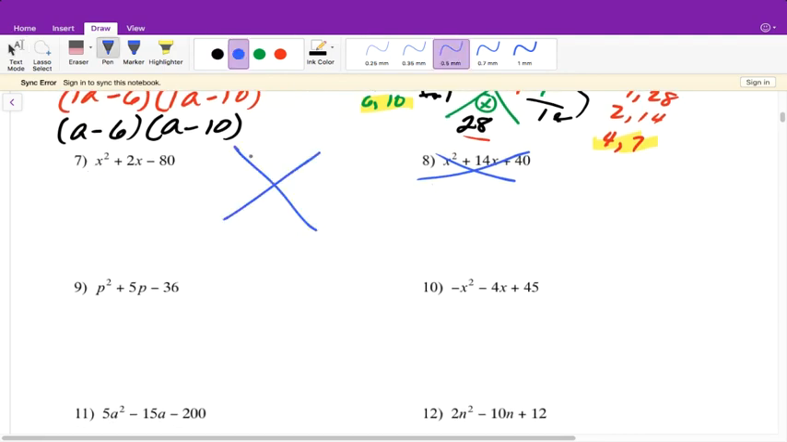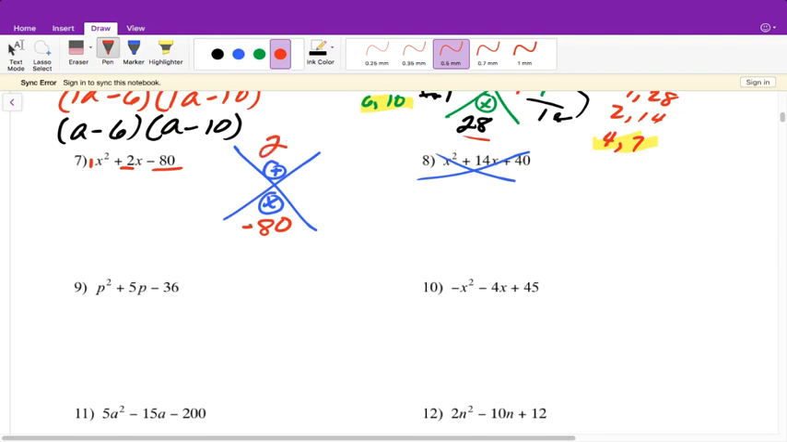All right, so for 7, same thing. We get started by drawing our x. We do our multiplication and our addition. We multiply the numbers in front of our x squared, which is 1, and our constant, so it gives me negative 80. And the number in front of our x goes to where the plus sign is. So now this is a negative.